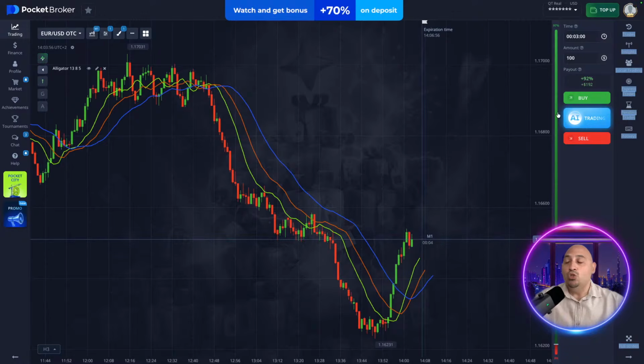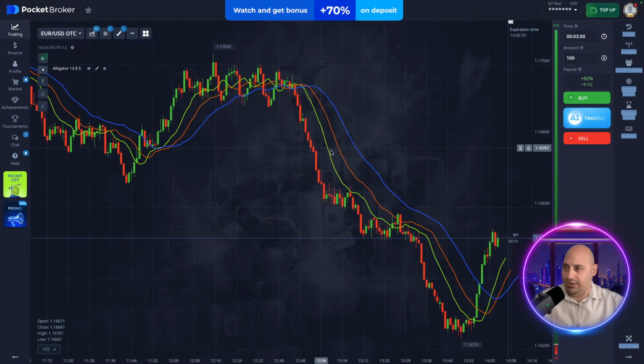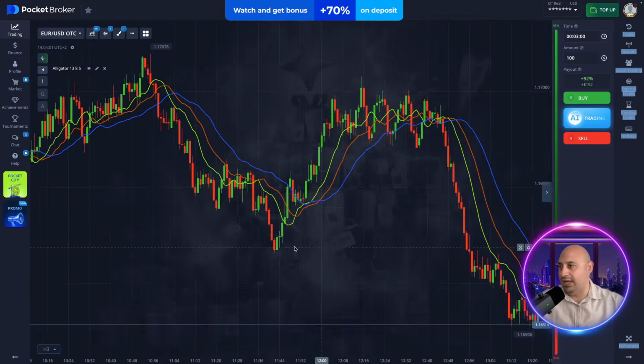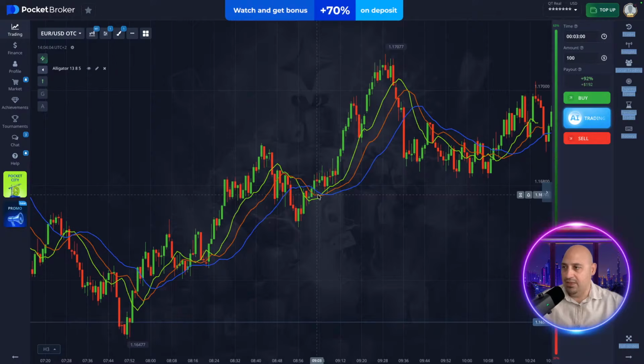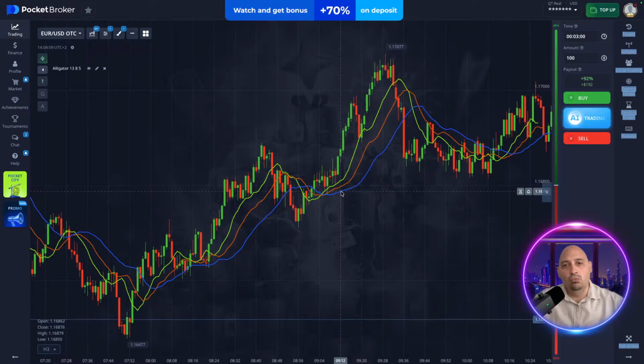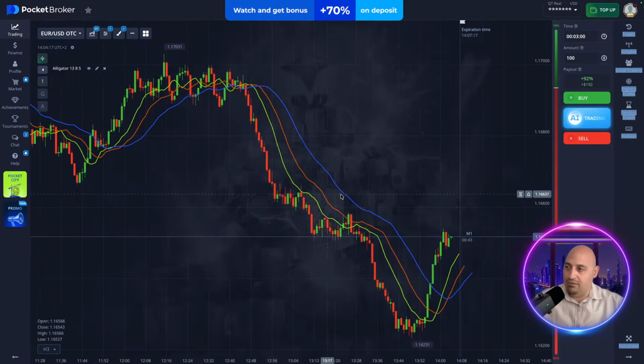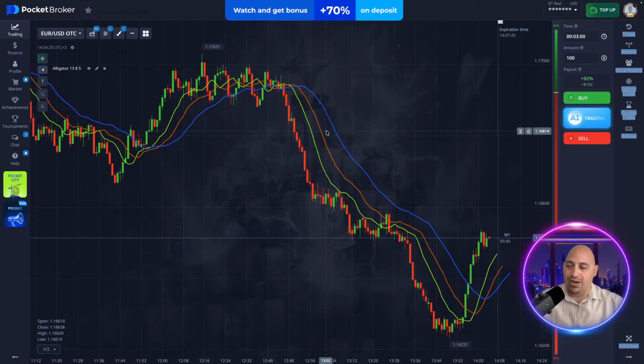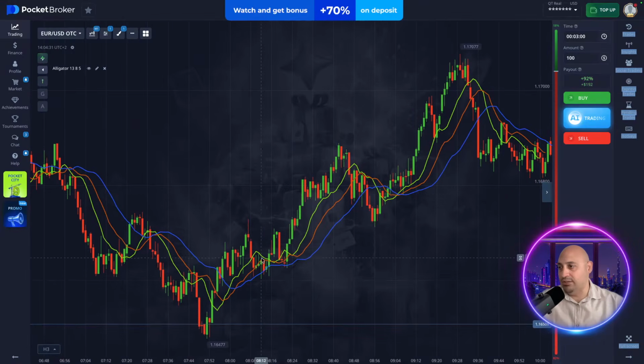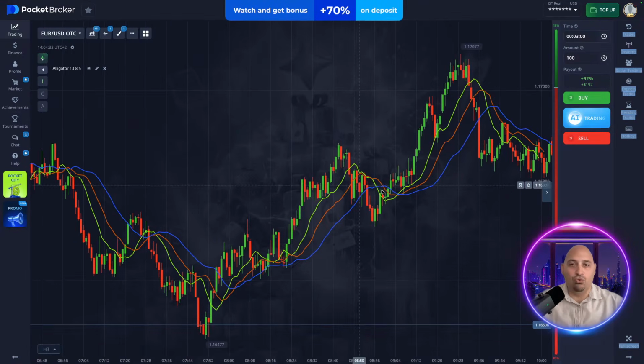So if the green, now this is for a sell trade, let's say we're looking at a buy trade over here, this is where they start to separate. If the green is above the red and the red is above the blue, that means we are in an upward trending market. Vice versa, if we're in a downtrend, the green is below the red, which is below the blue. So the price needs to stay below the green line for a downtrend, and for an uptrend, we need the price to be above the green line.